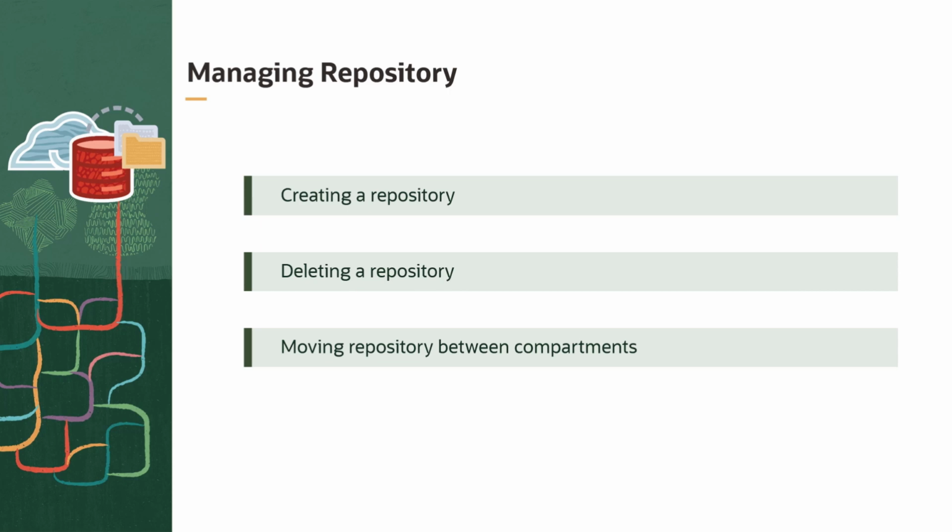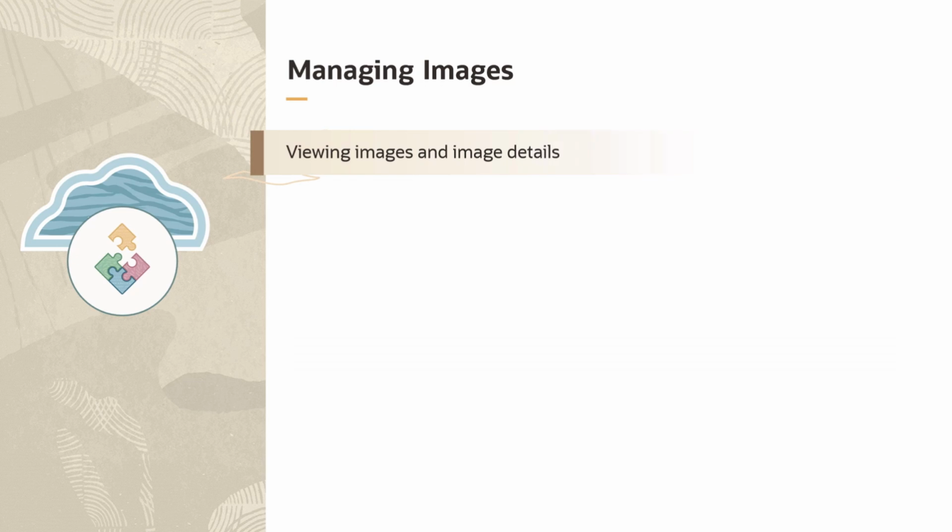When you create a new repository in Oracle Cloud Infrastructure Registry, you specify the compartment in which you want to create it. Having created the repository in one compartment, you can subsequently move it to a different compartment. The reasons can be many. It can be to change the users who are authorized to use the repository or to change how the billing for a repository is charged. Let's have a look at how to manage images.